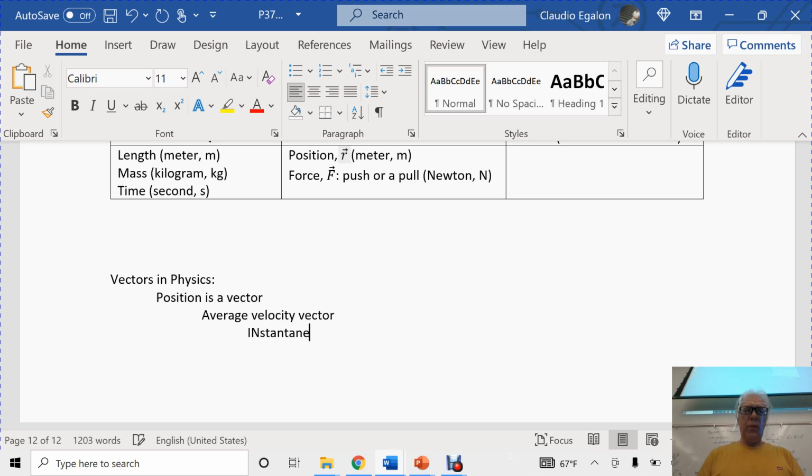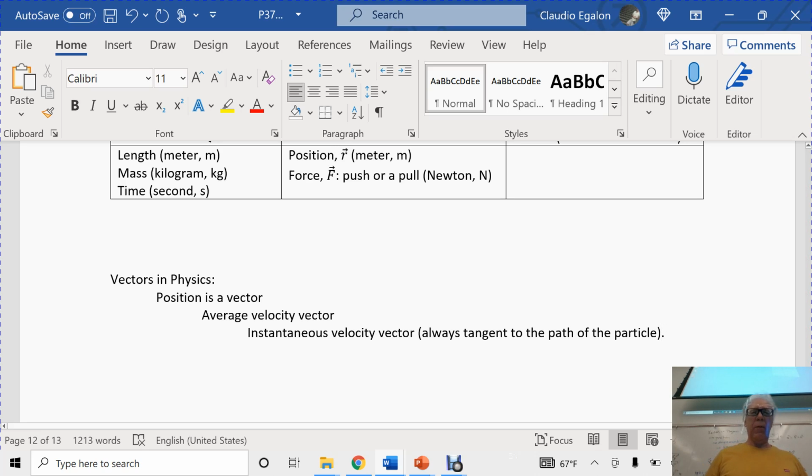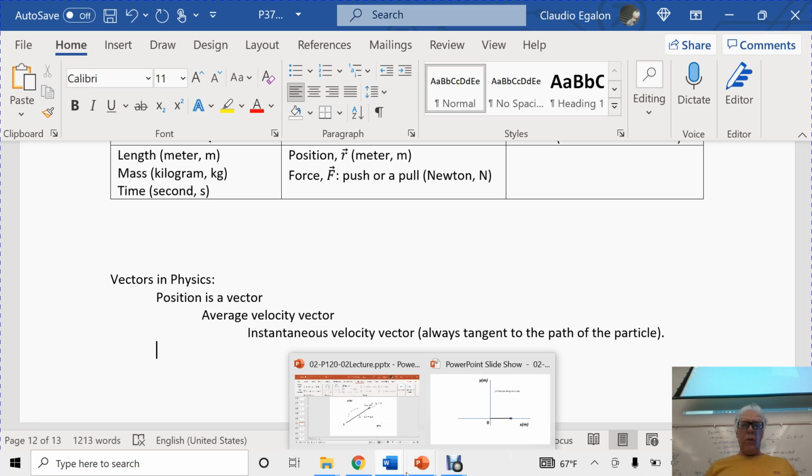Instantaneous velocity vector. Always tangent to the path of the particle. Okay. So we got position 1, 2, 3 vectors. We have 3 vectors so far, 4 with the force that we're going to cover soon.